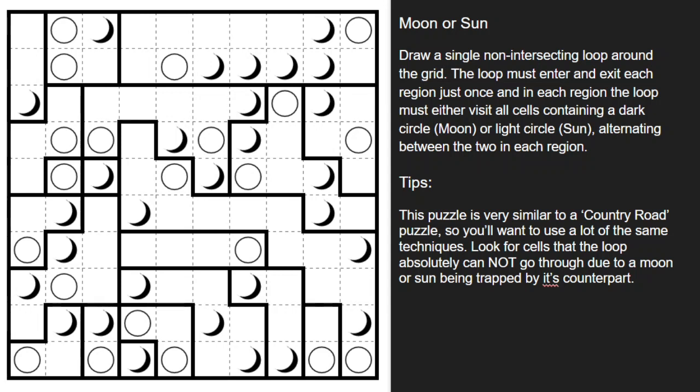How it works is you're going to be drawing a single non-intersecting loop around the grid. The loop must enter and exit each region just once, and in each region the loop must visit either all of the dark circles, or the moons, or all of the light circles, or here the suns, alternating between the two in each region.